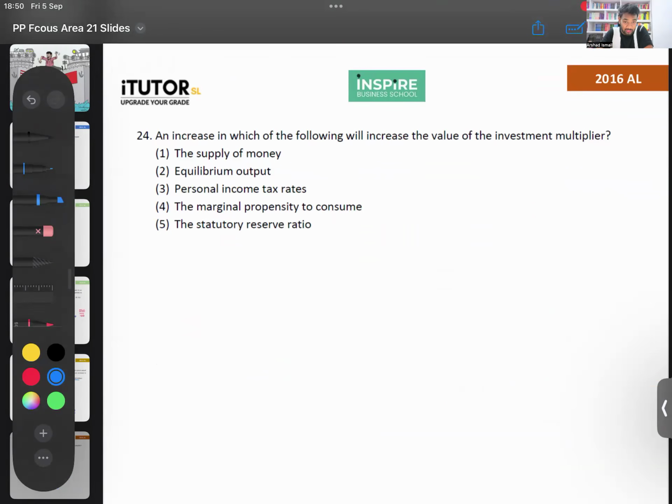2016 A levels question 24. An increase in which of the following will increase the investment multiplier? Think how the investment multiplier is calculated: 1 over 1 minus MPC, or in other words, 1 over MPS. When will the multiplier increase? What should happen to MPC? For your multiplier to increase, MPC has to increase or decrease? It has to increase, right? The higher the MPC, the higher the multiplier.